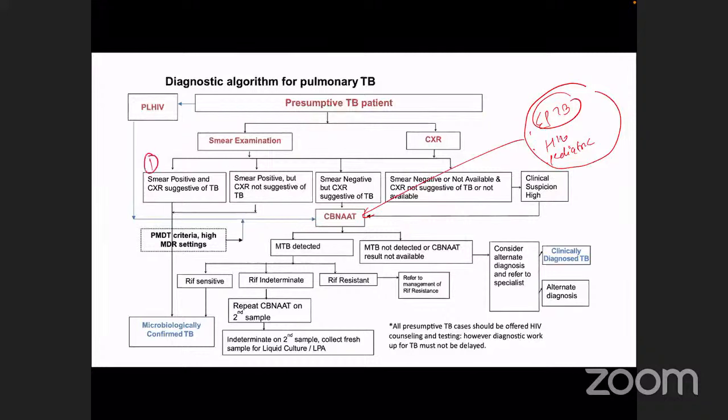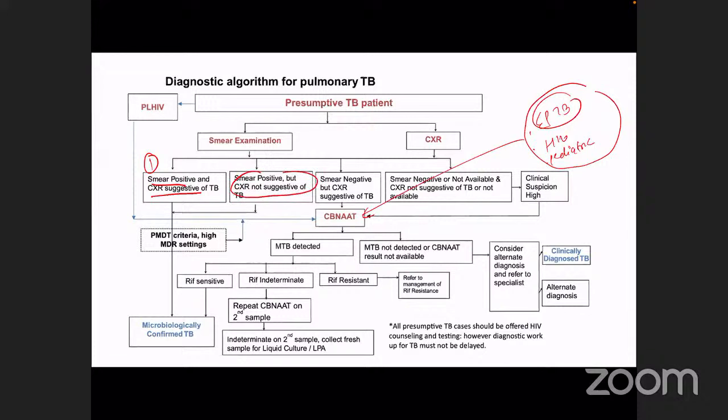This is very straightforward. You have either smear positive and chest X-ray suggestive of tuberculosis. In this scenario, just one thing you need to take care of: if your patient is at high risk for drug-resistant TB, either rifampicin-resistant or MDR TB, you need to go for CBNAAT in those patients also before starting treatment. But if the patient does not have any risk factors for drug-resistant TB, you can directly start treatment. Smear is positive, chest X-ray is not classical of tuberculosis. In that case also the same thing.